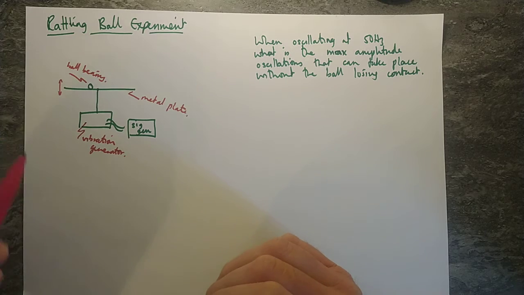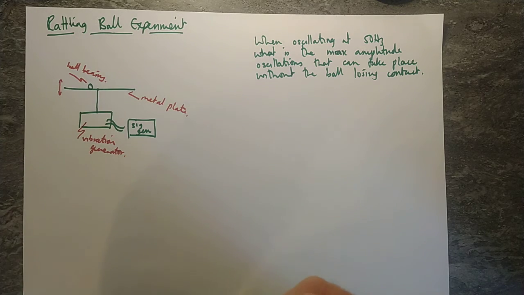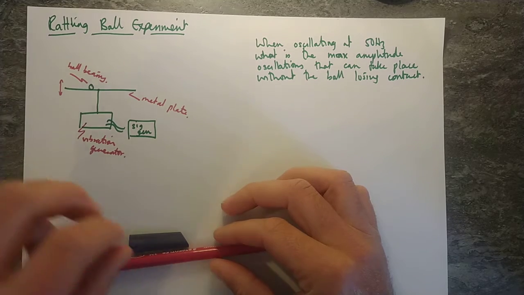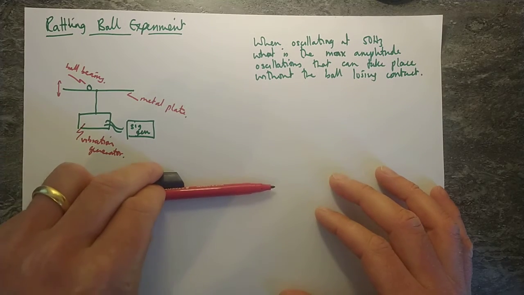What's happening there is the ball is losing contact with the plate and then regaining contact, so it's hitting against the metal plate, and that's causing the rattling. The questions often ask what frequency or what amplitude this occurs at. It sounds quite a complicated question, and the reason I'm going through this is because there is a trick to solving it. So let's say we keep the frequency at 50 Hertz.